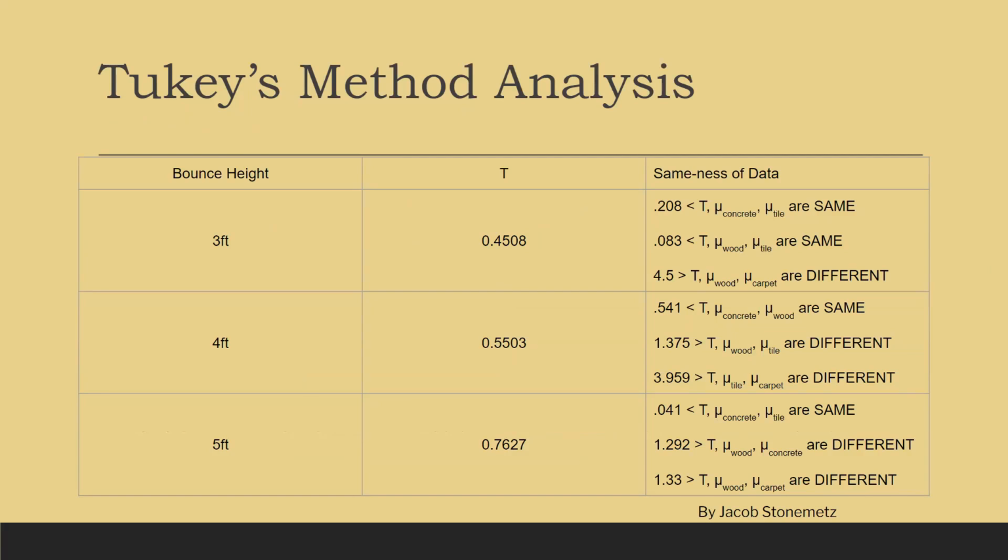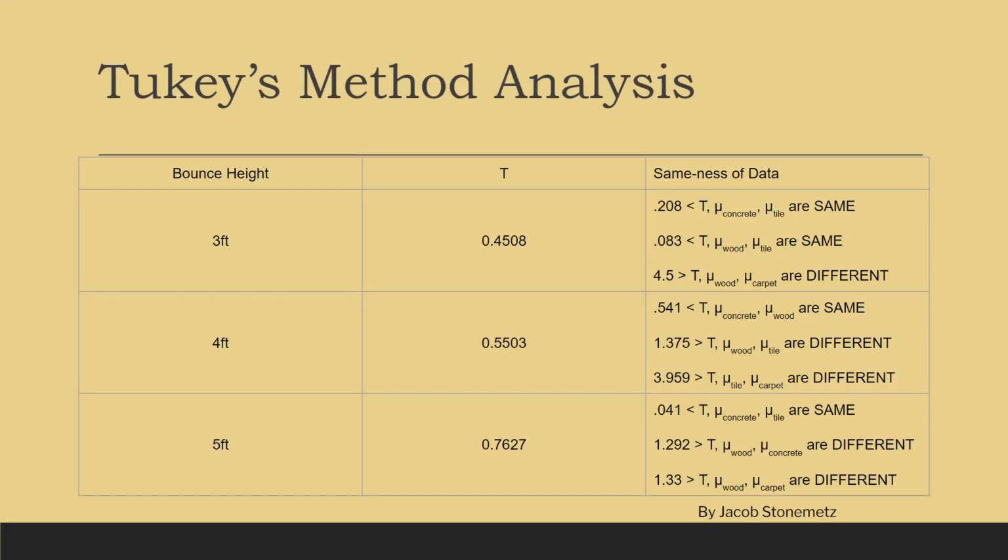From this analysis, you can see that at 3 feet, concrete, tile, and wood all had about the same bounce height, and there wasn't much of an effect when the initial drop height was at 3 feet. Now at 4 feet, we found that concrete and wood had a similar bounce height, but between wood and tile and carpet, the surface started to have a much more significant effect on the bounce height.